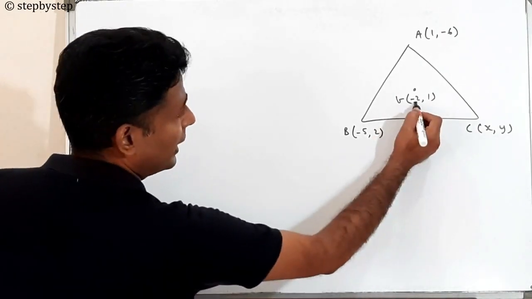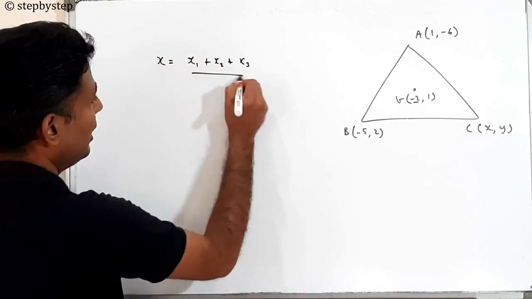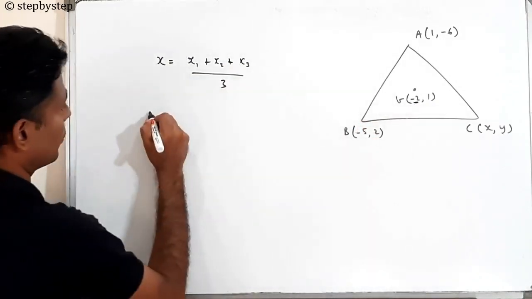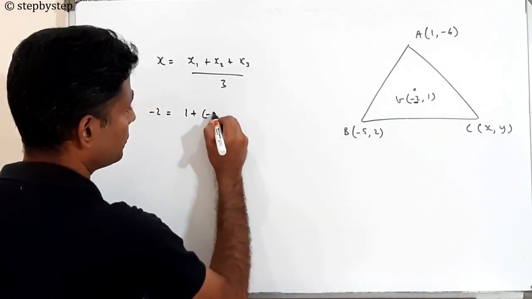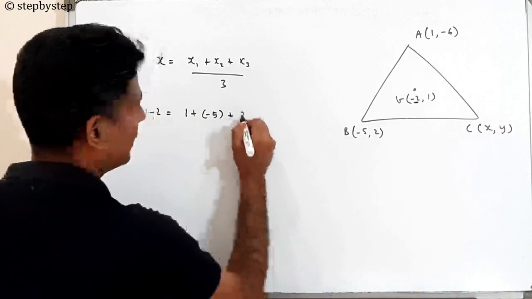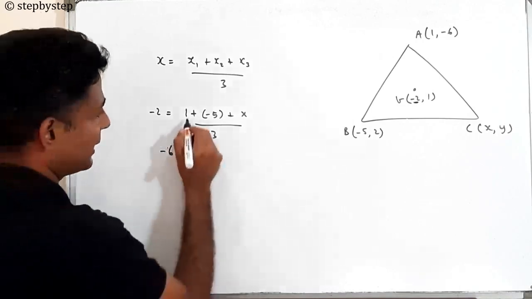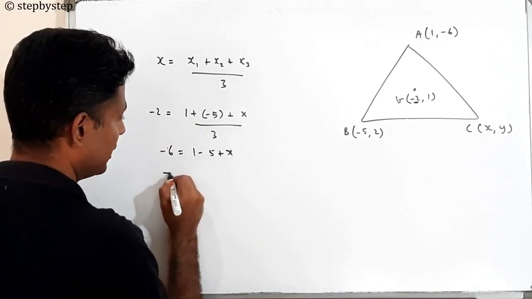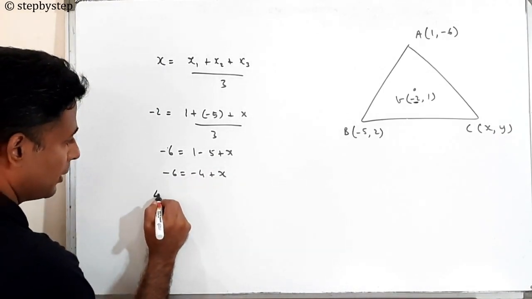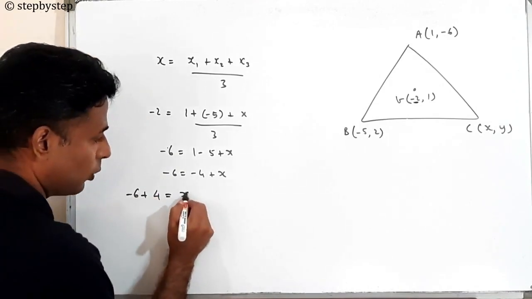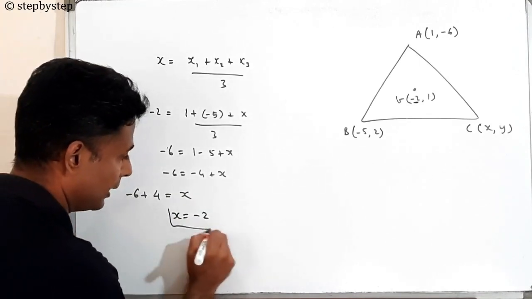So the x coordinate of the centroid is x1 plus x2 plus x3 by 3. What is the value of x? Minus 2 equal to, let's take this as x1, this as x2, and this will be x3, by 3. So when I transpose 3, minus 2 into 3 is minus 6. It becomes 1 minus 5 plus x. So minus 6 equal to minus 4 plus x. When I transpose minus 4 to this side, it becomes plus 4. So minus 6 plus 4, x equal to minus 2.